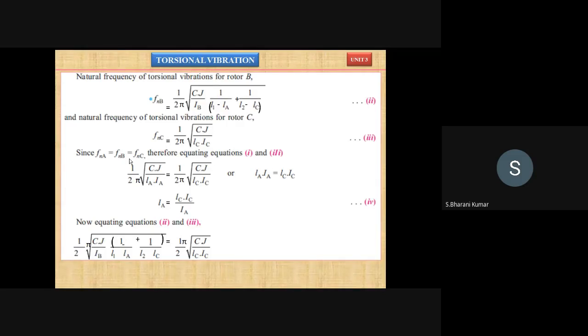Equating that, first they are equating 1 and 3, the first formula for the frequency of A and the frequency of C. We get LA equal to LC into IC divided by IA.